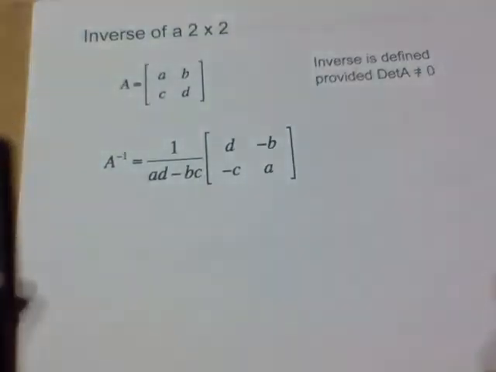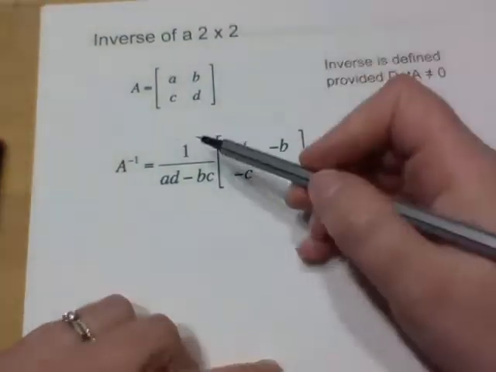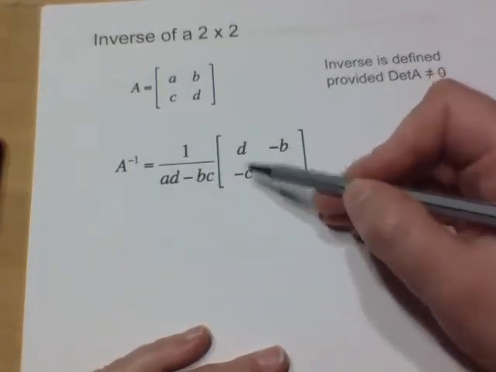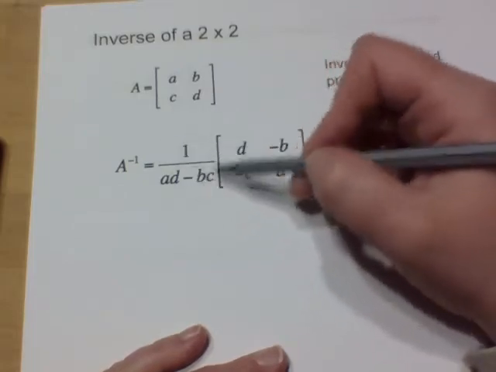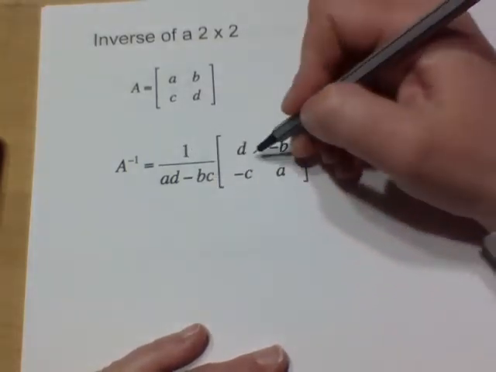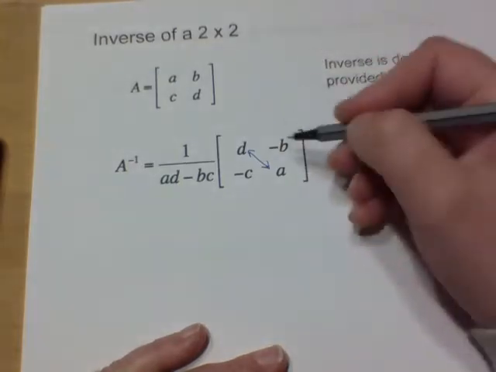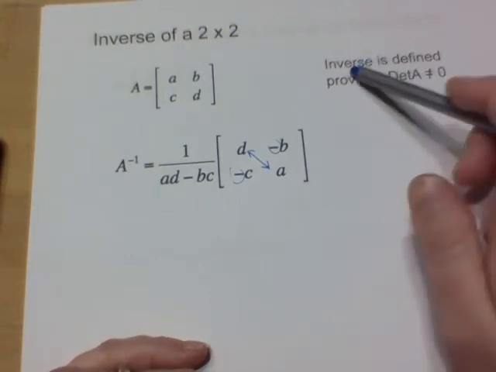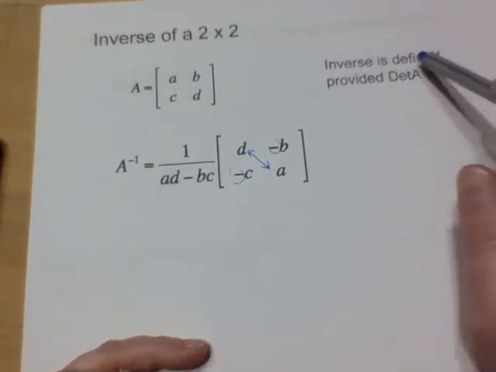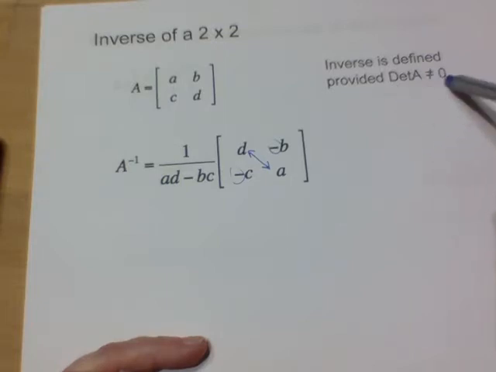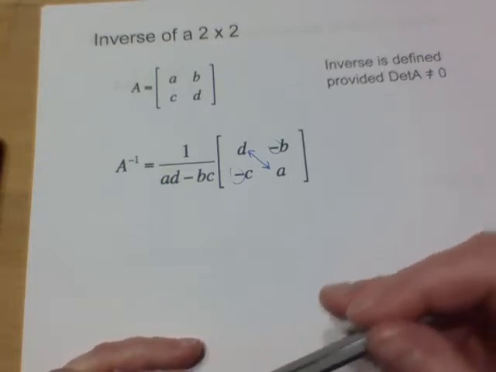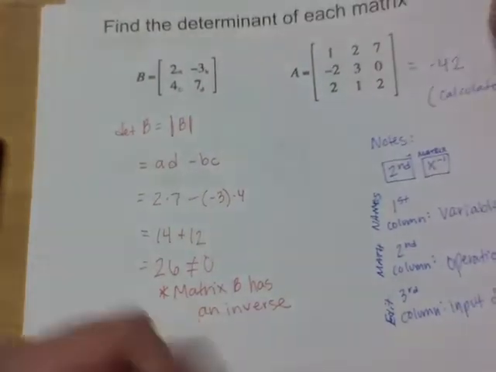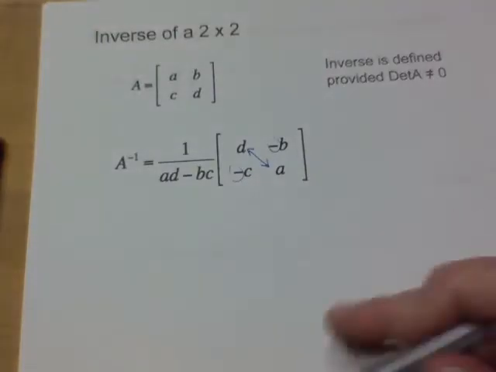But rather than skipping, the idea is that you're going to take 1 over your determinant and then multiply, because that's going to become a scalar, multiply every single piece of that original matrix by this, and also flipping D and A, and then notice that they've made B and C negative. So the inverse is defined, so able to be found, provided that the determinant of A is not 0. And so in our last one, we did determine that it was 26, and so we can find an inverse matrix of that guy.